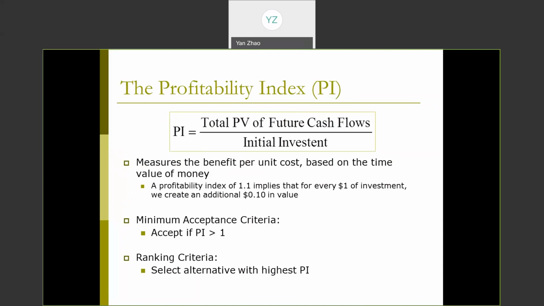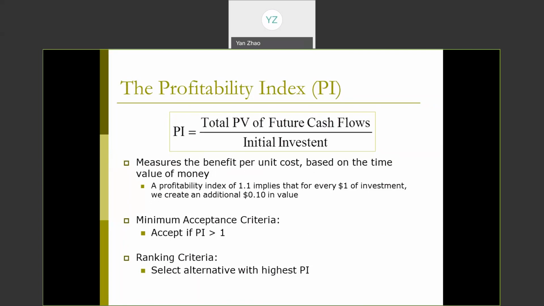Okay, so finally, the last investment decision is called the profitability index. The profitability index is the total present value of future cash flows divided by the initial investment. So if you pause here, take a look at this formula. Do you think this formula is very familiar to you?